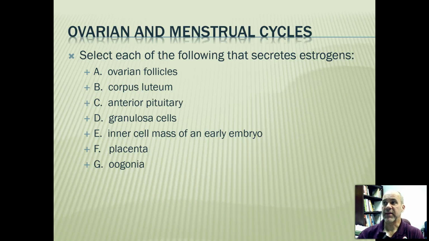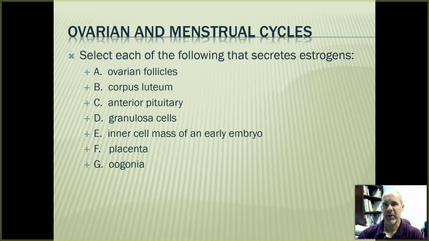All right, so select each of the following that secretes estrogens. Again, there's more than one type of estrogen. All of them are chemically similar, but that's why you might see the term estrogens instead of estrogen at times. Ovarian follicles, yep. Corpus luteum, oh yes. Anterior pituitary, no. Granulosa cells, yeah, those are the cells in the follicle that produce the estrogen. They take androgens that were made by the thecal cells and convert them into estrogens. How about the inner cell mass of an early embryo? Nope.